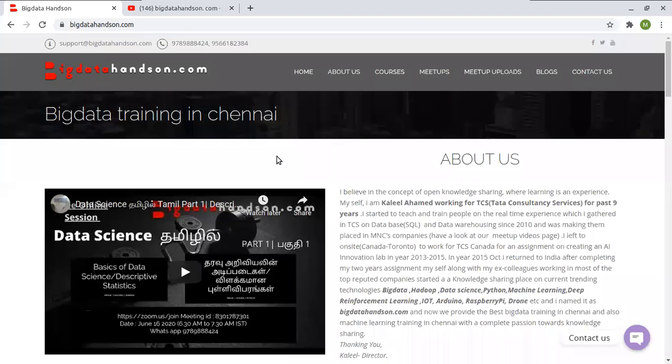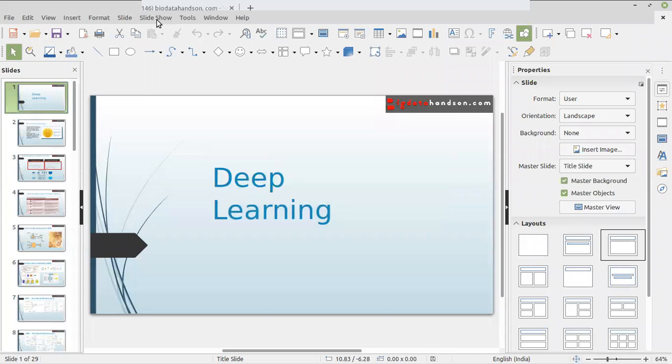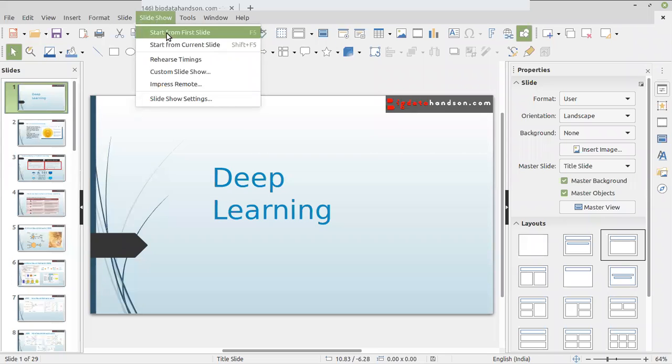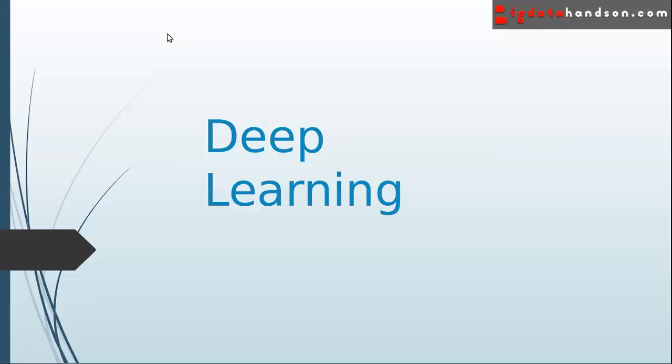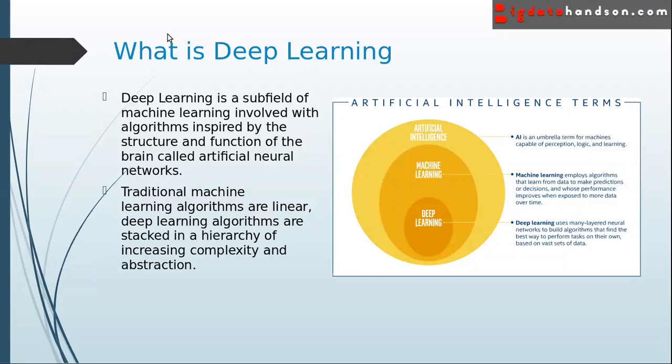Okay, so now we'll jump into today's topic. We're going to see deep learning. So what is deep learning? We have seen machine learning in artificial intelligence. Now it's deep learning. Deep learning is a subset of machine learning. You can see in this image, artificial intelligence is at the top, and its subset is machine learning. The subset of machine learning is deep learning. So you can say the advance of machine learning is deep learning.